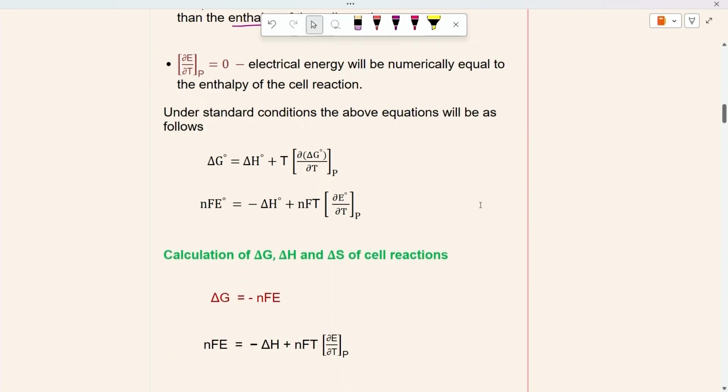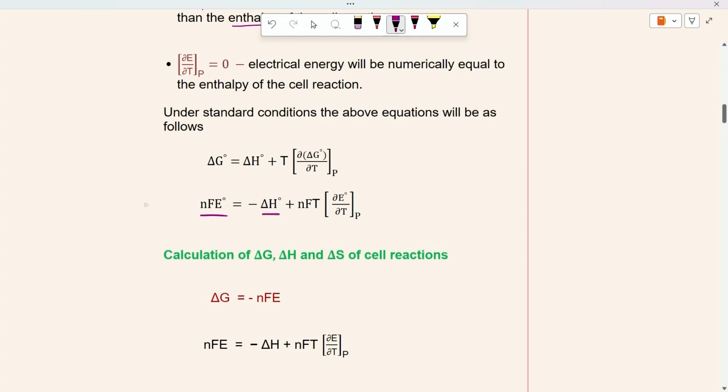Now, under standard conditions, delta G naught equals delta H naught plus T into ∂(delta G naught)/∂T at constant pressure, and substituting we get nFE naught equals minus delta H naught plus nFT. For ∂E/∂T you will have an E naught instead of E at constant pressure.